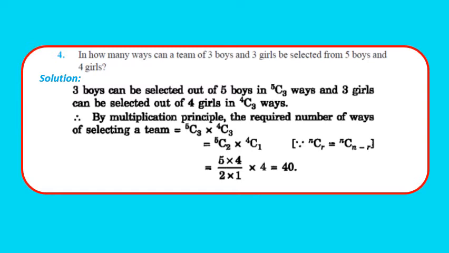5C3 multiplied by 4C3. So we get 5C2 into 4C1, which is equal to 5 into 4 upon 2 into 1 into 4, which is equal to 40. So in 40 ways we can select a team of 3 boys and 3 girls from 5 boys and 4 girls. Clear? So pause and note down the solution.